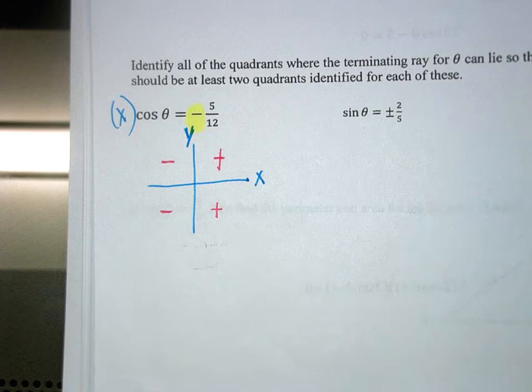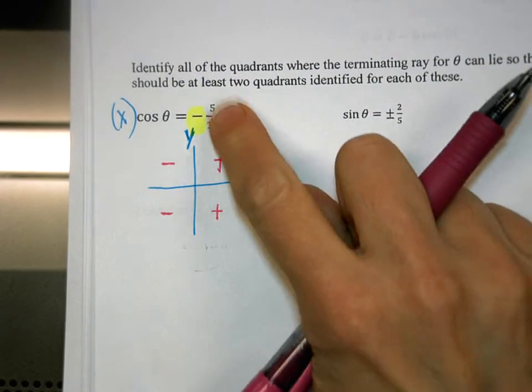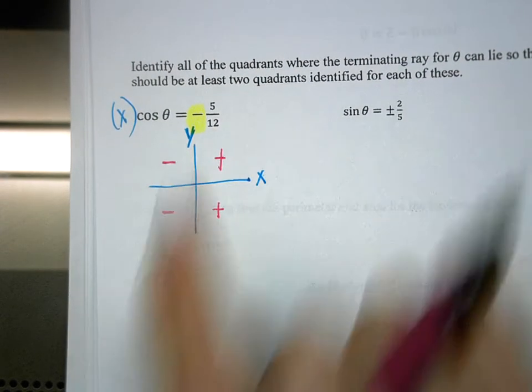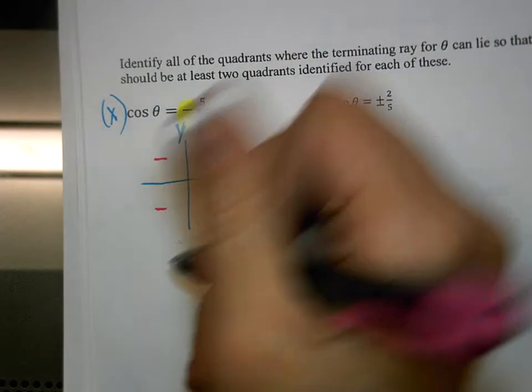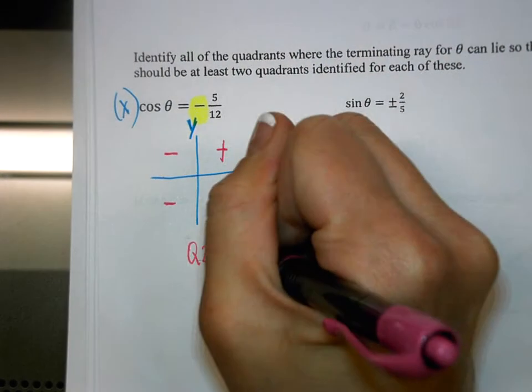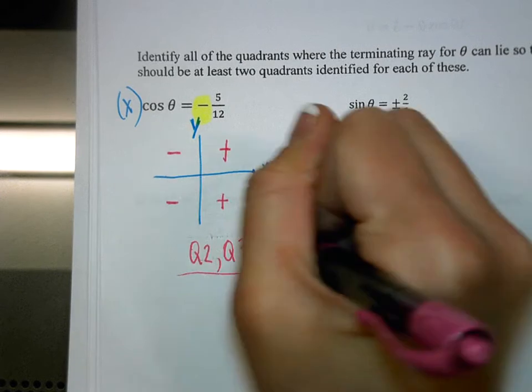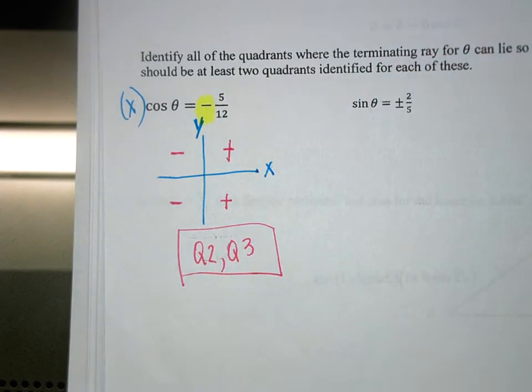And so what two quadrants could this answer be in? 2 and 3. Okay? So that's all this is. The answer is quadrant 2 and quadrant 3. That is where you could get this answer.